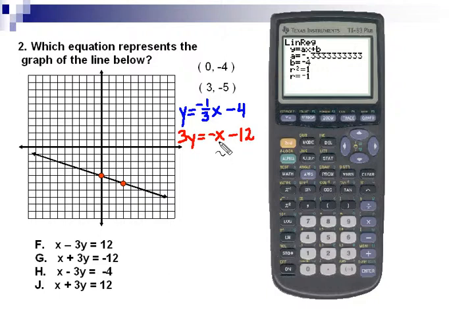Standard form has a positive x value, so we want to move our negative x to the left side. So our equation will become x plus 3y equals negative 12. Now we have our equation in standard form. Go and select the one that matches your equation. In this case, the correct answer is G.